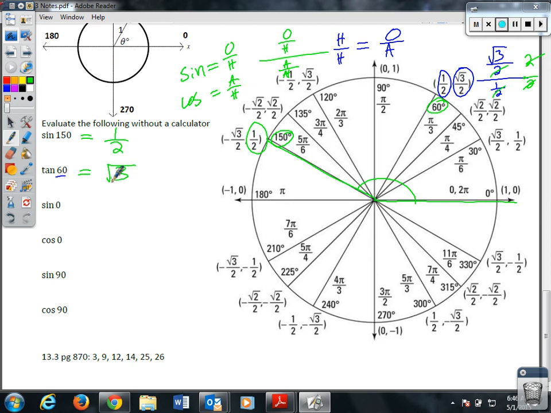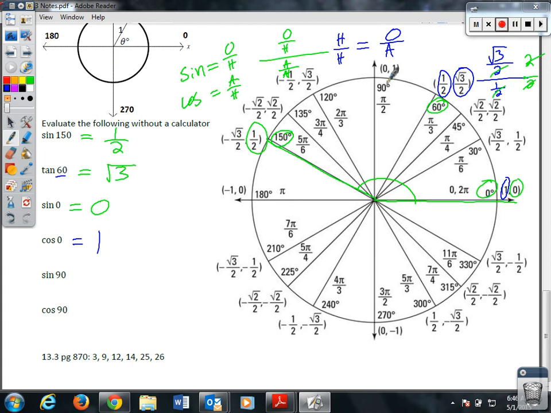Let's look at the sine of 0. So here is a 0-degree angle. The y value there is 0. The sine is the y value, and so the y value of a 0-degree angle is 0. Let's look at the cosine of 0. The cosine of 0 is the x value. That's 1. So cosine of 0 is 1.